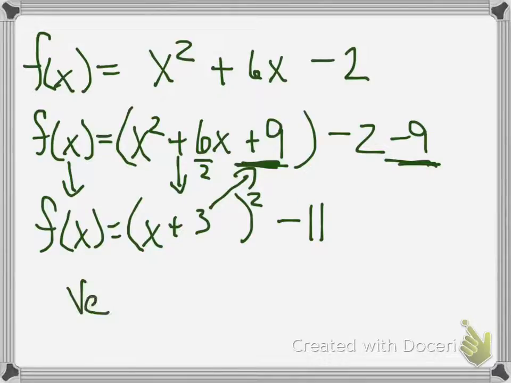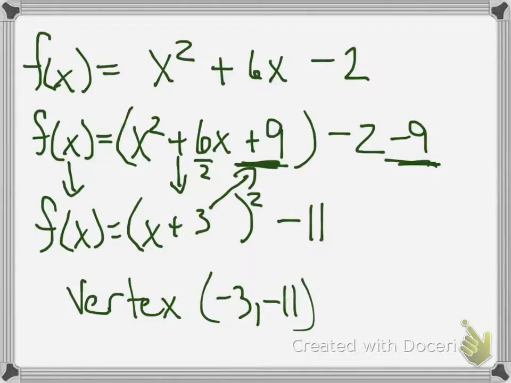So now you can say that the vertex is, excuse me, negative 3, comma, negative 11. And then you could do all that other stuff that we were doing with the vertex form, like finding the axis of symmetry and finding the max or min, in this case the minimum, finding how many roots and what those roots are, and using the graphing calculator to do that.